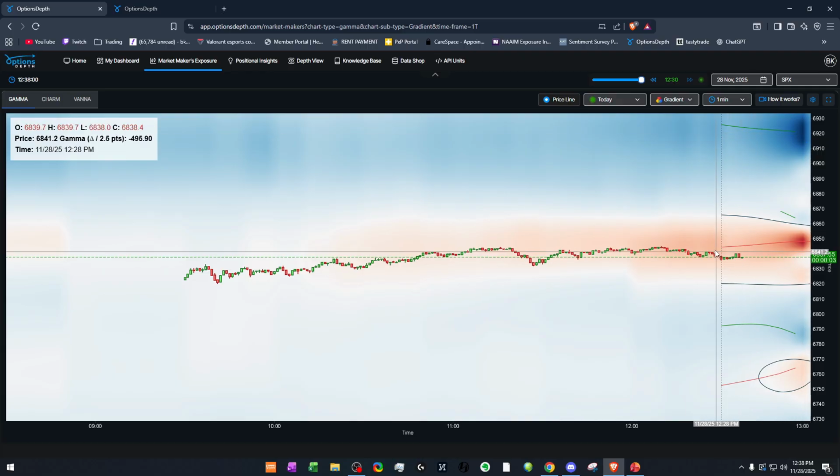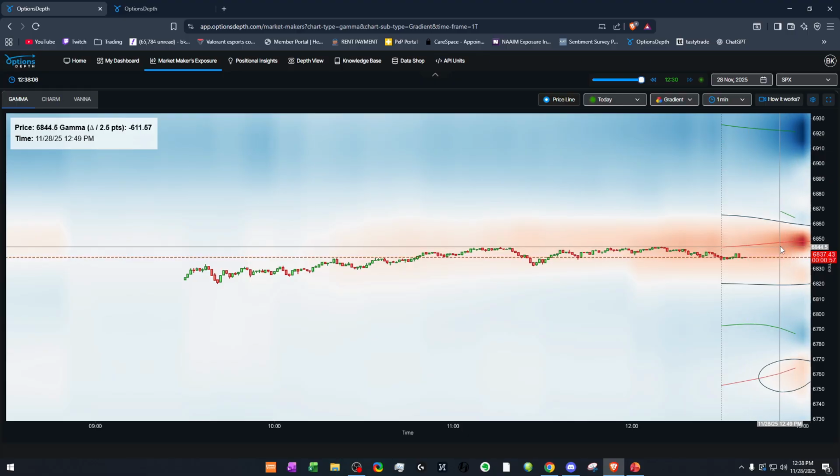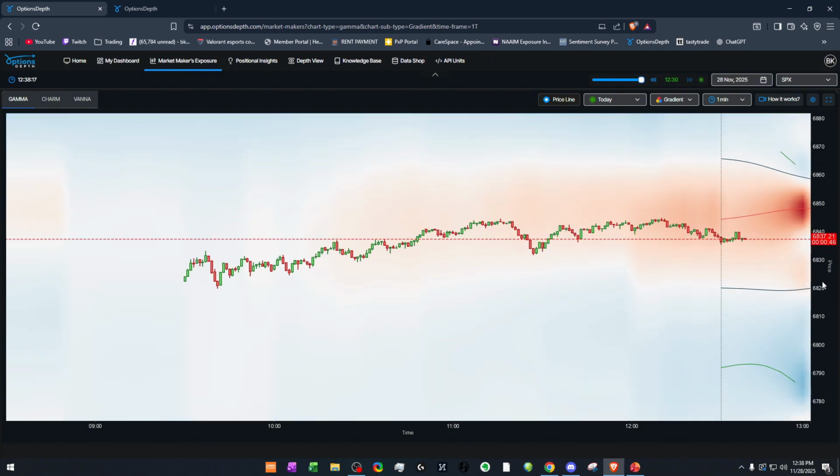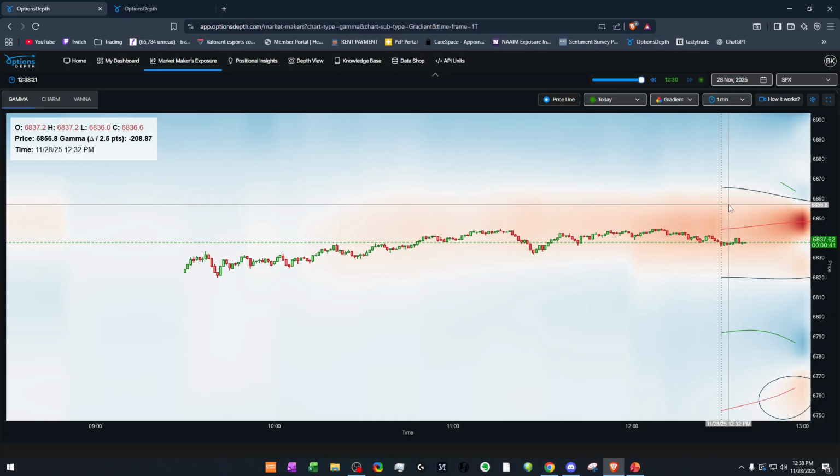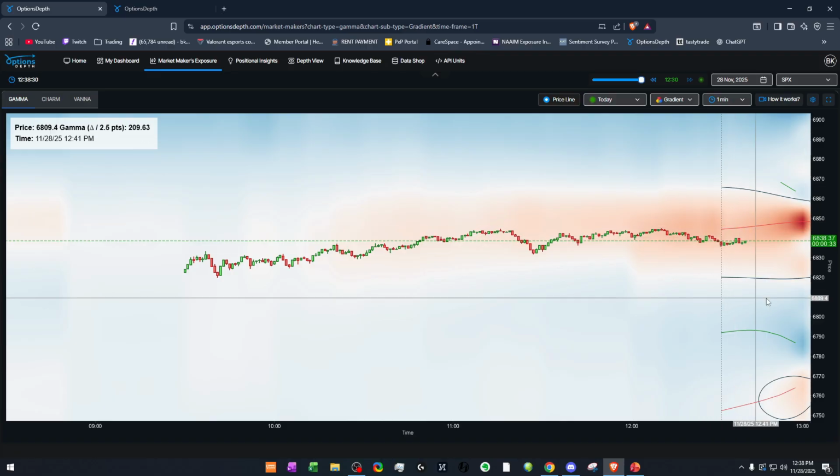So basically like a maximum gamma value where gamma is the highest. And the red lines show local negative gamma peaks, so where negative gamma is the most. If you hover over and you look in the top left, there's a value. So that is showing the amount of gamma at the price.